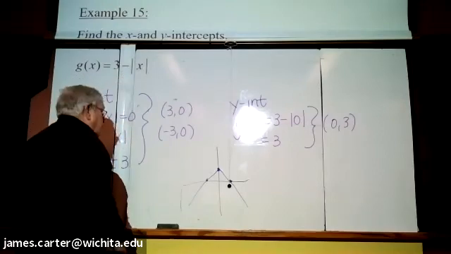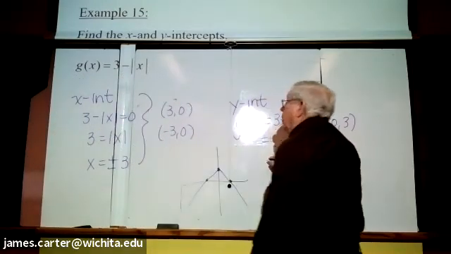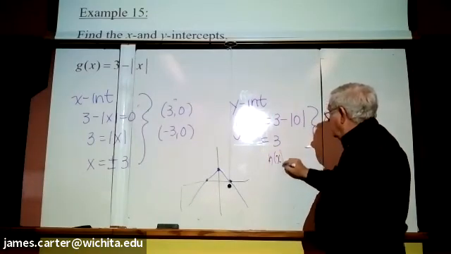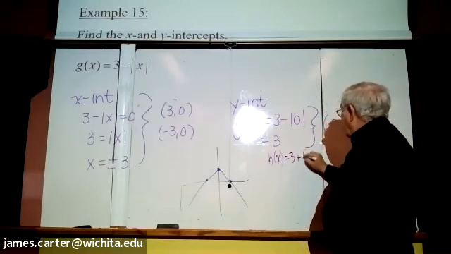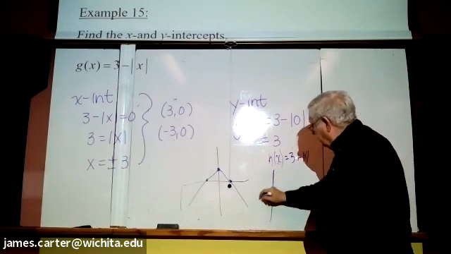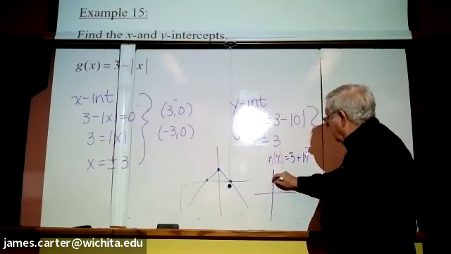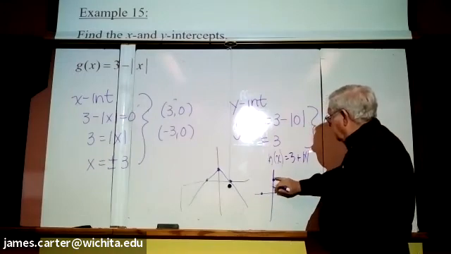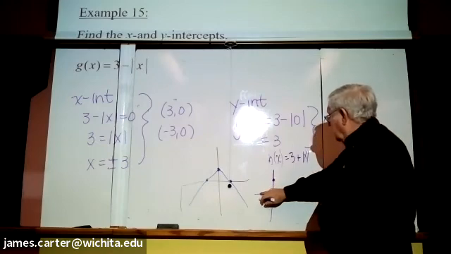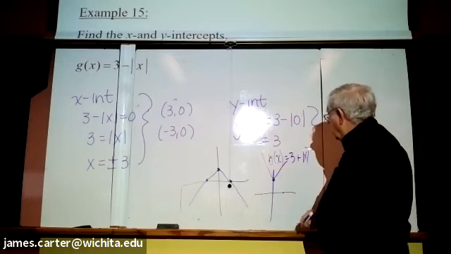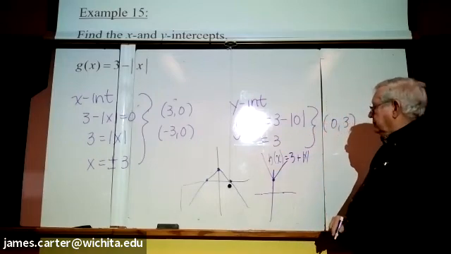Now, what if this had been a plus right here? What if we had the equation h of x, I'm just going to make up a new equation, is 3 plus absolute value of x. Well, in that case, the graph of it would be here for the y-intercept still, and here and here for the x-intercepts, excuse me. And this one would go up like that. Okay.